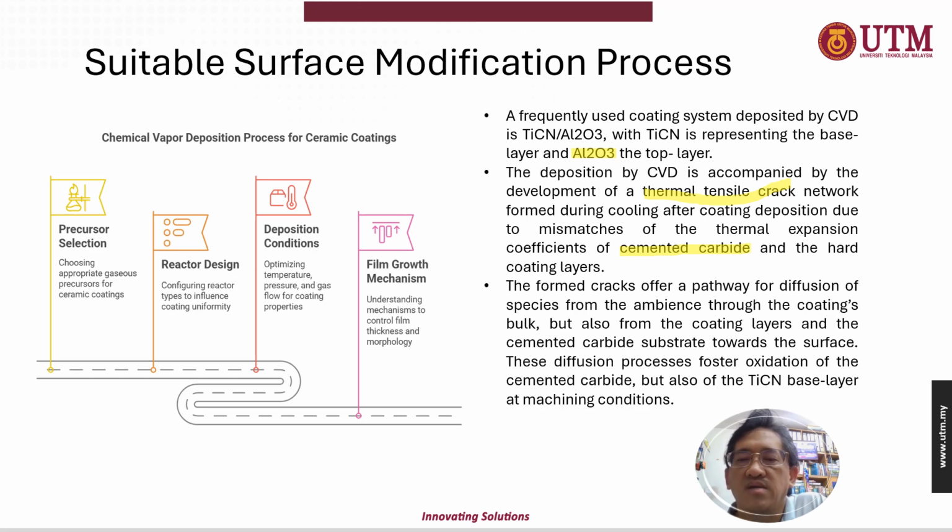The formed cracks offer a pathway for diffusion of species from the ambient through the coating, but also from the coating layer and the cemented carbide substrate towards the surface. This diffusion process fosters oxidation of the cemented carbide, but also of the titanium carbonitride base layer at machining conditions.